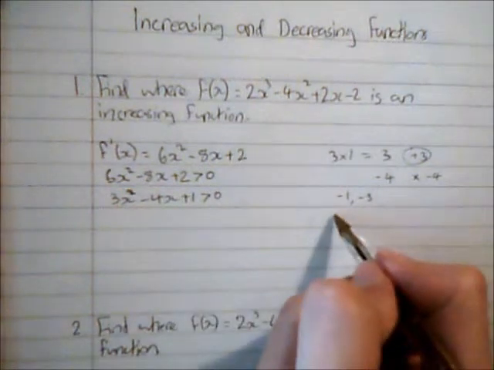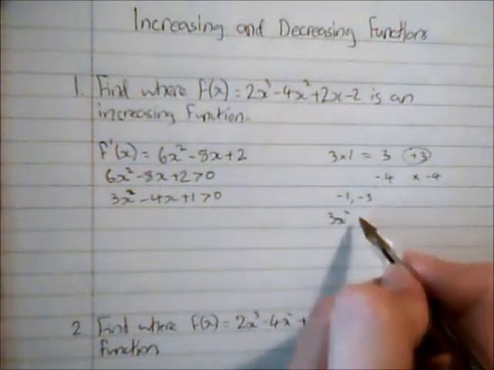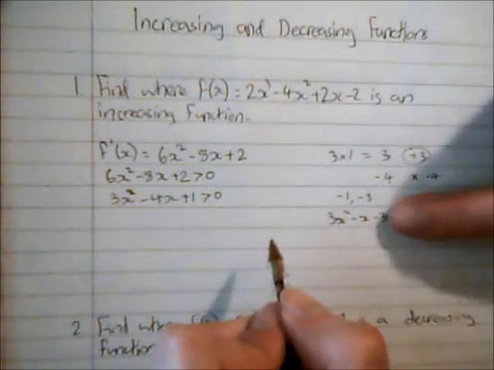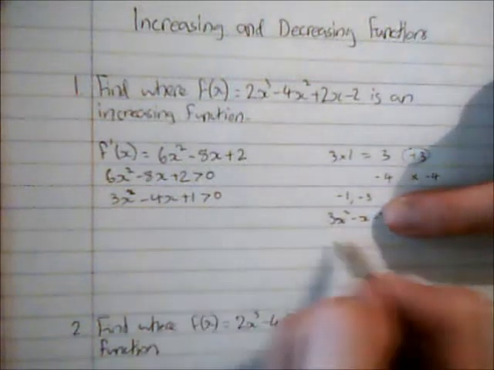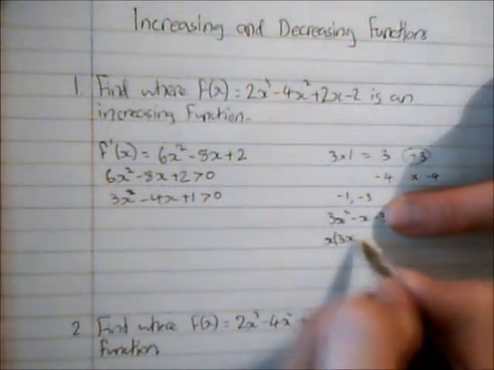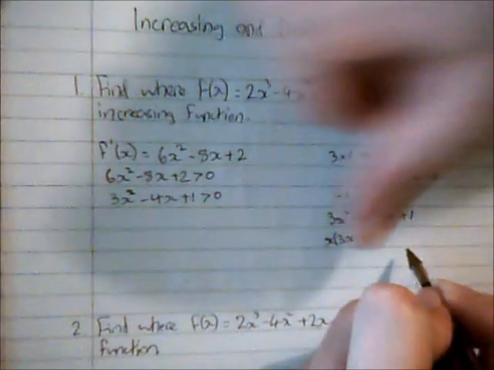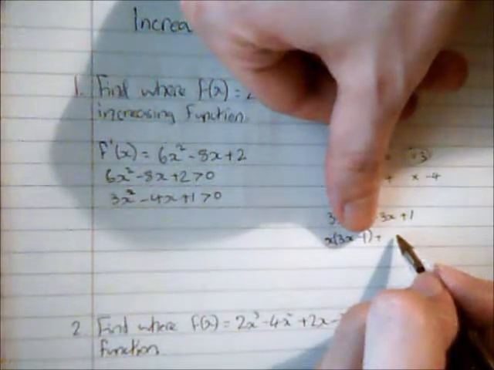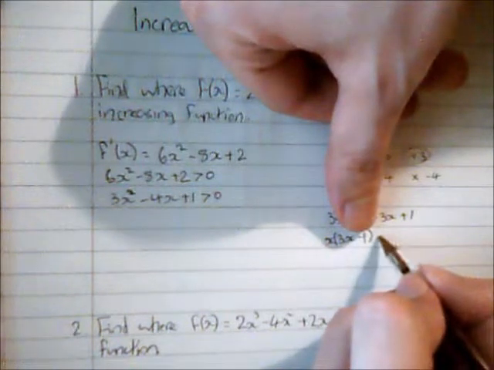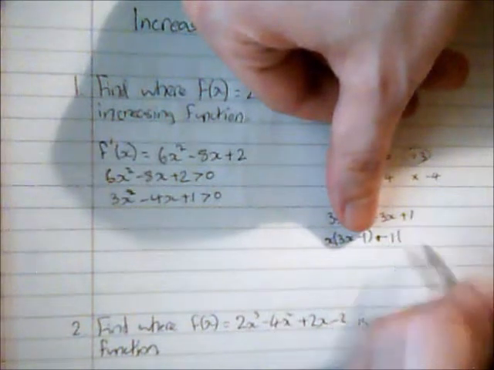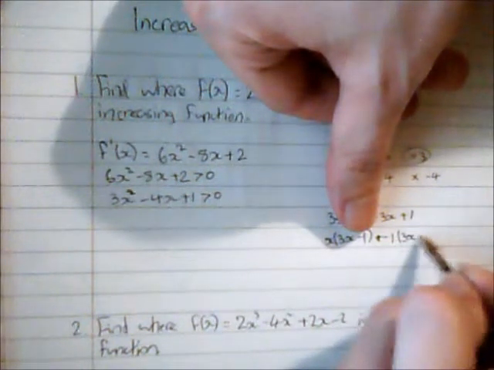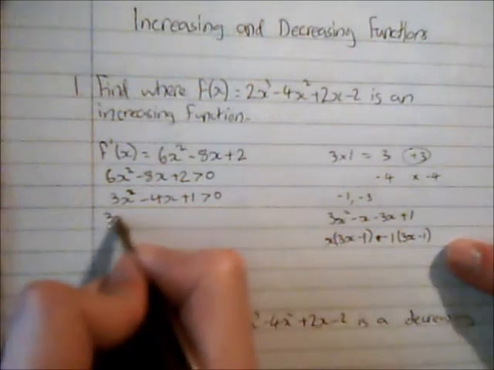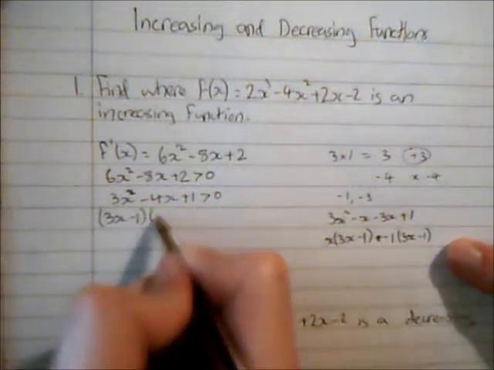So I'm going to write this as 3x squared subtract x subtract 3x add 1. I'm going to look at the first bit and factorise that. So x is a common factor, 3x minus 1 goes there. Then I'm going to look at the second bit, and if I use negative 1 as a factor, then I get 3x minus 1 there. So then that factorises to 3x minus 1 and x minus 1.